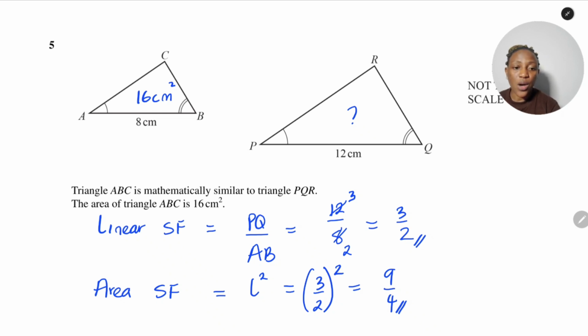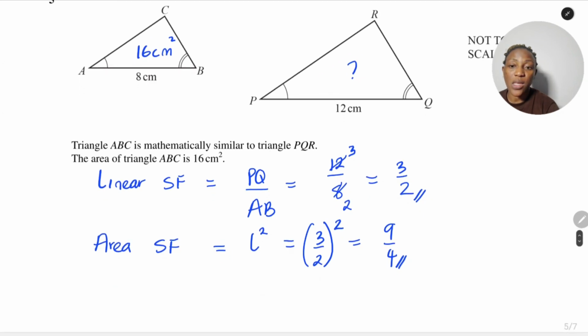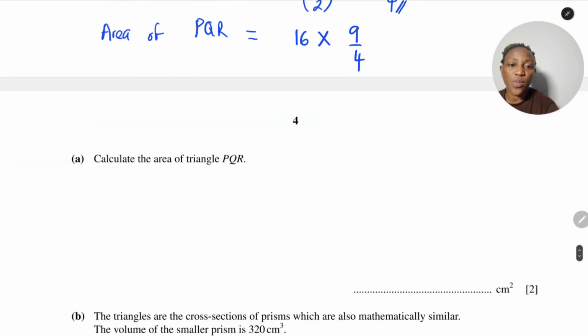To find the area of PQR, all we need to do is to multiply the area of ABC by the area scale factor. So area of PQR will be equal to 16 multiplied by 9 over 4. Okay, 16 multiplied by 9 over 4 is going to give us 4 here, 1, 4 here, 4. So 16 multiplied by 9 over 4 is going to be giving us 36 centimeters square.